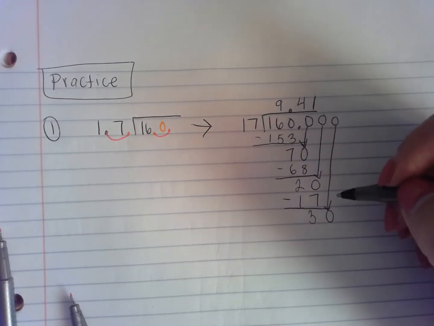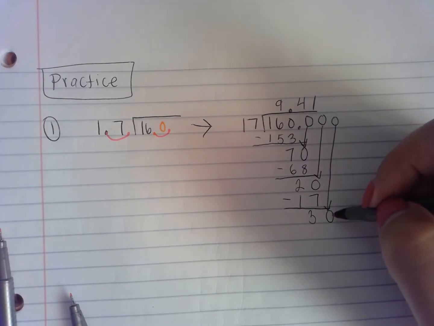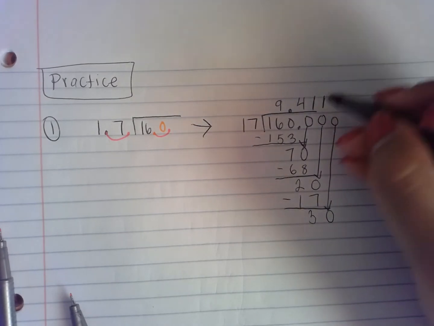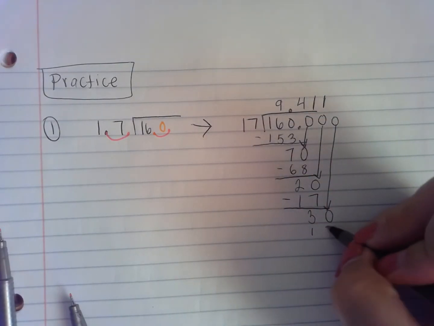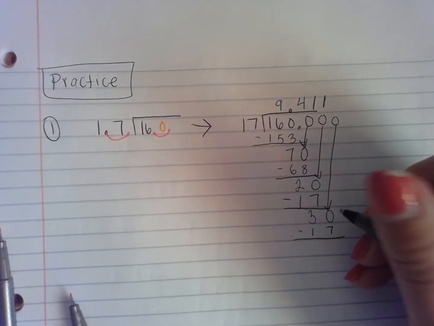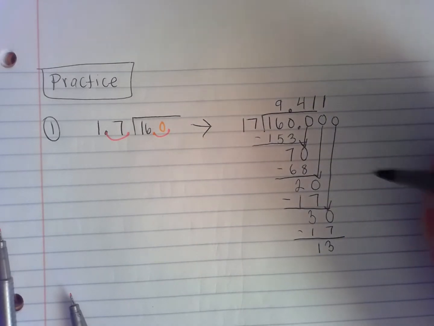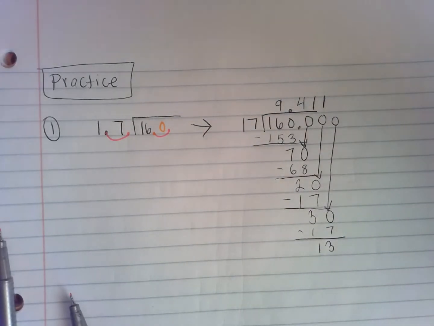How many times does 17 go into 30? Well, we can't go in twice because that would give me 34. So we can go in once. 1 times 17 would just give me 17. 30 minus 17 would just give me 13. And at this point, it's just going to be a repeating pattern.